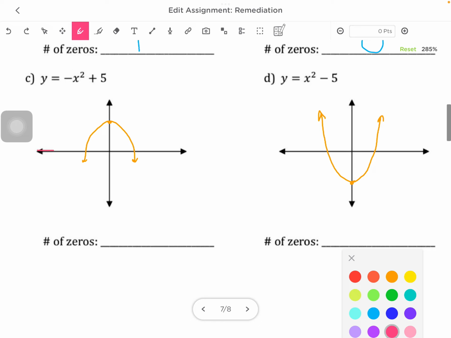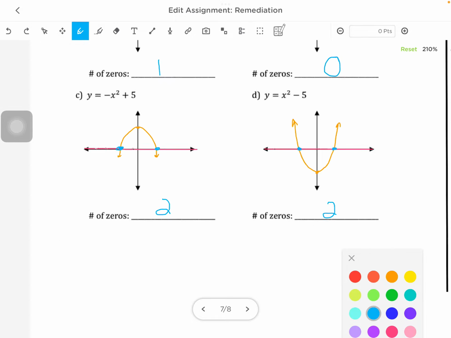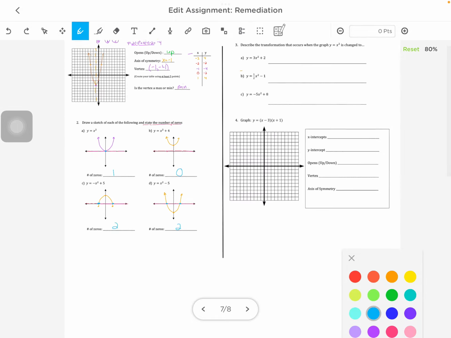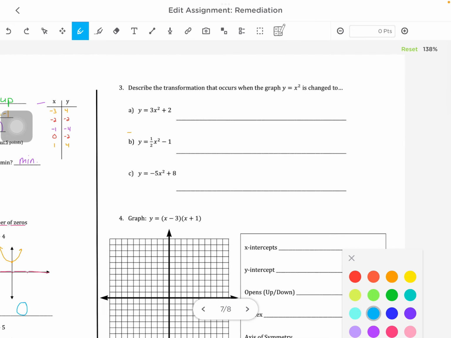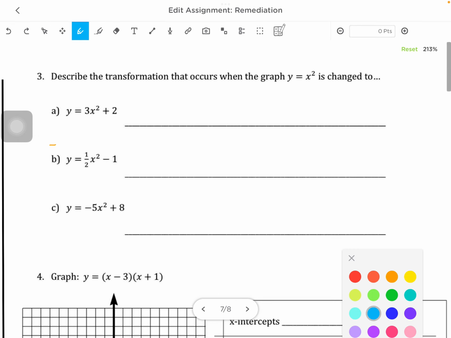Part C, looks like this one has 2 different places where it crosses the x-axis, so 2 x-intercepts or 2 zeros. And then part D, this one also looks like it's going to cross at 2 different spots, so that's why this one has 2 zeros for me also. All right, let's talk about a couple of other transformations, and then we'll get to our last type of problem.